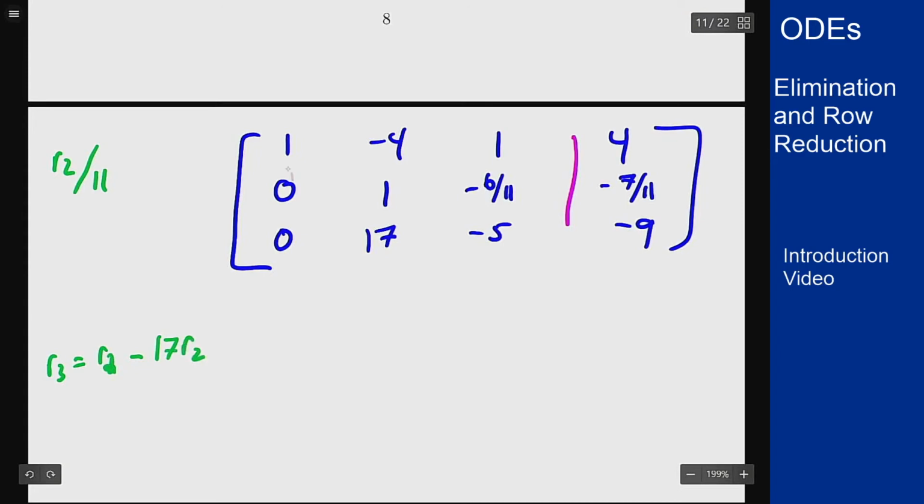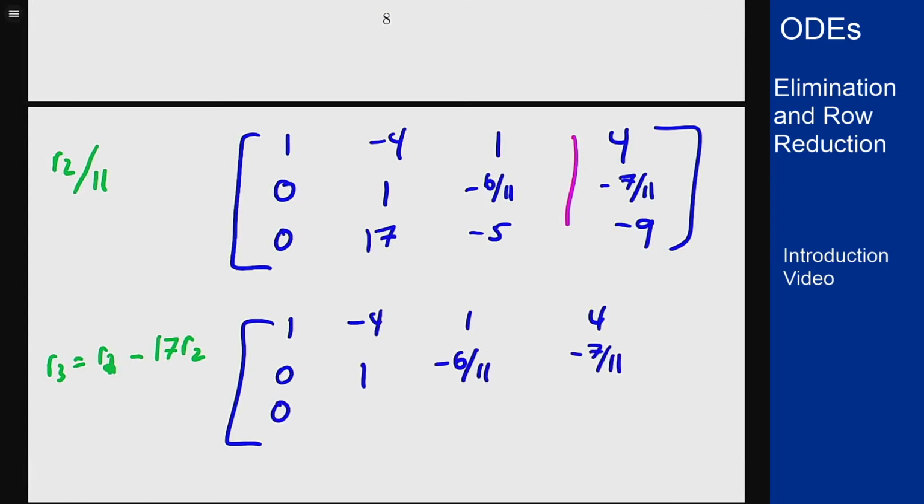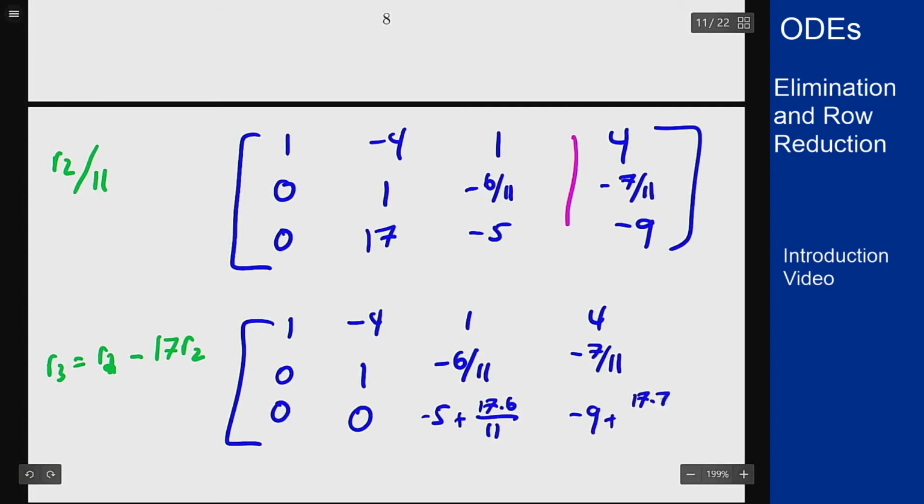Again, because these are both zeros here, they are not affected by this operation. So 1, 0, 0 stays the same. The top row stays the same. This row still stays the same. When I subtract 17 copies of row 2 from row 3, I get 17 minus 17 is 0 here. I will get negative 5 plus 17 times 6 over 11, because the minus signs will cancel. And I will see negative 9 plus 17 times 7 over 11. And yes, this is getting kind of nasty, but it is a process that will always work.